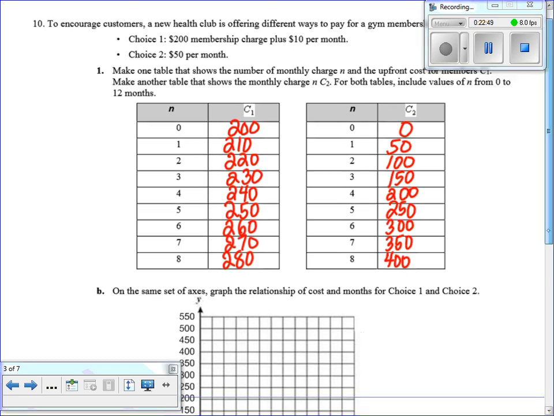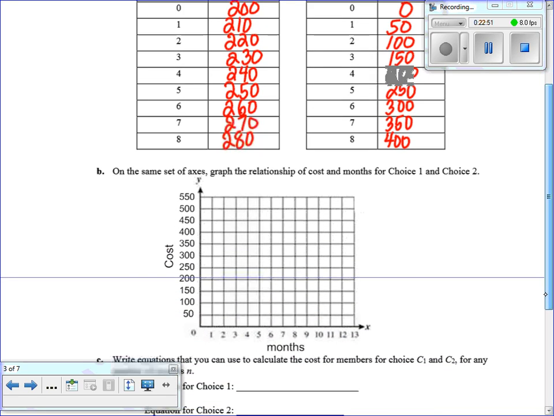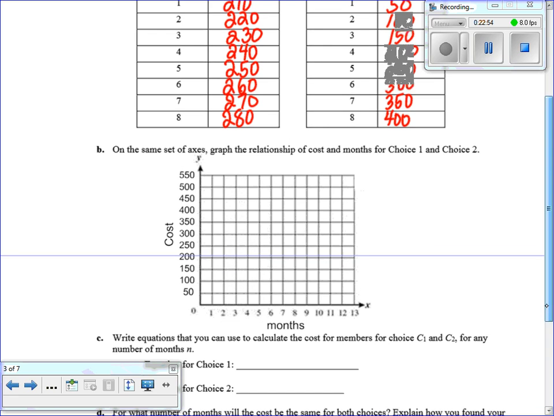Okay, we want to graph this. So on the same set of axes, graph the relationship for choice 1 and for choice 2. So we see choice 1 starts at 200, and then this one's increasing by 10 each month. So we won't actually get to 250 until month 5. And then we won't get to 300 until month 10.